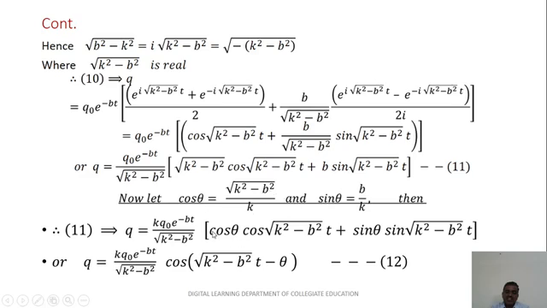If you substitute here, and if you take k outside the bracket, then q is equal to k q naught e to the power of minus bt divided by root of k square minus b square into cos theta cos of root k square minus b square t plus sin theta sin root of k square minus b square t. This is of the form cos a cos b plus sin a sin b, which becomes cos of a minus b. Therefore, q is equal to this whole term as it is into cos of root k square minus b square t minus theta.